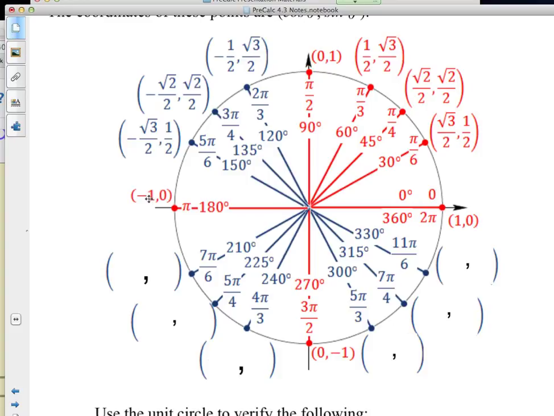Now I want you to take this opportunity right now and pay attention to the symmetry and get the other two quadrants filled out with their coordinates. Please turn off the video to do that.